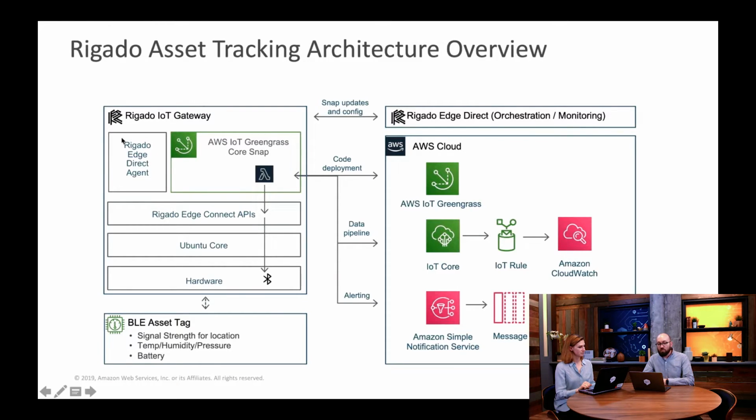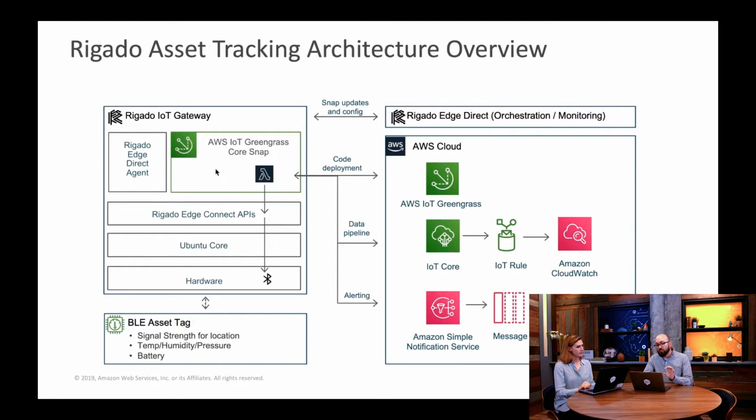And then finally, running next to Greengrass is our own Edge Direct agent, which lets us pull monitoring information and system stability information off of those units, as well as do things like configure it for the particular network it's on.